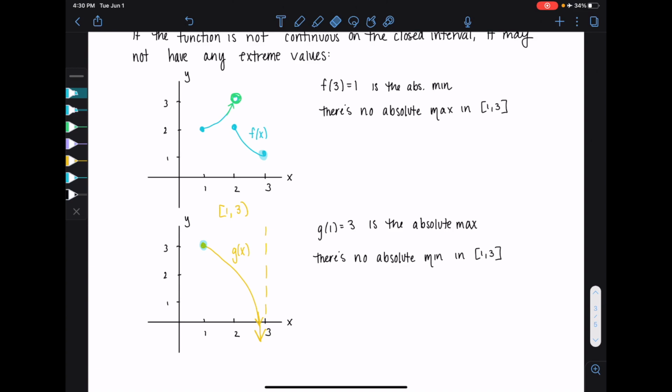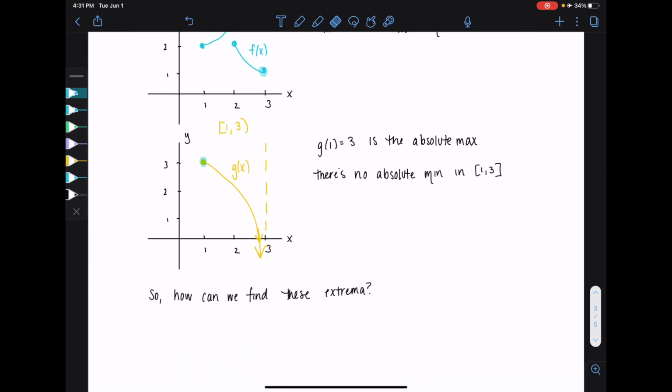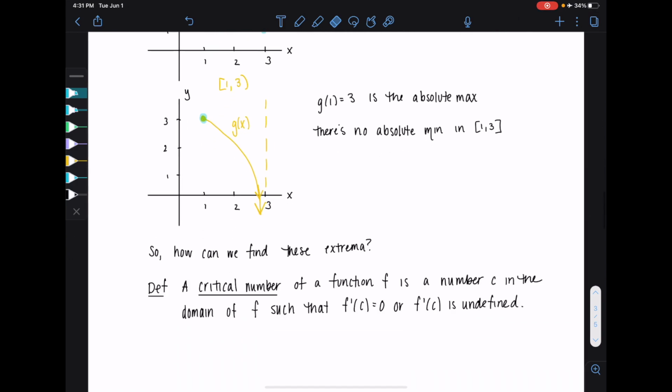So if I know these occur, where can I possibly find them? What do I know if they exist? This tells me nothing about how to actually find them. So that's going to be our next goal. How can we find these extrema? And the important thing is going to be something known as a critical number. So critical, it's important.